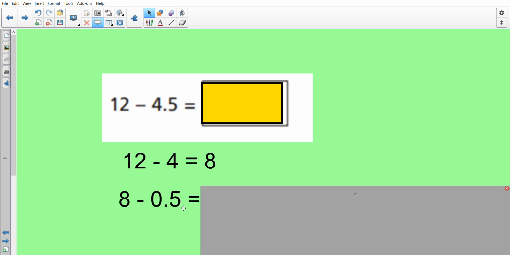Pause the video. And we use our number bonds knowledge. We're taking away less than 1, so it's going to be 7 point something. Number bonds to 10, 5 add 5, so we've got 7.5.